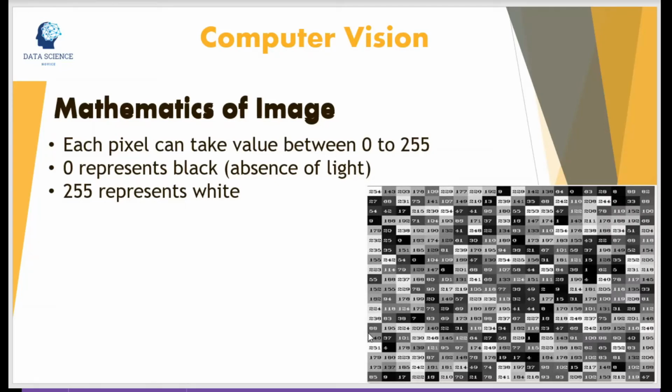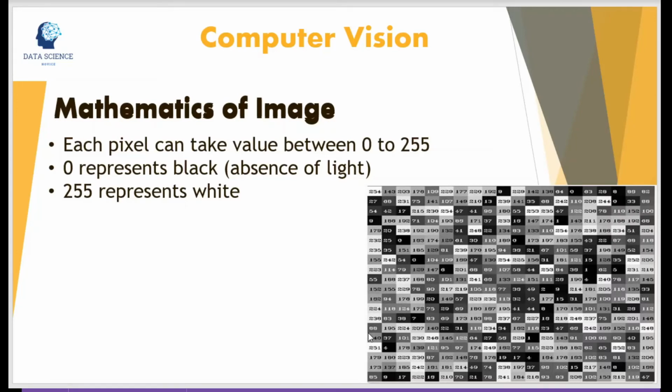Oftentimes, you will see pixel values ranging between 0 to 1. That is because they have been standardized by dividing each pixel value by 255. So if you are into machine learning, you know very well what standardization is, and we do this in all our projects. As of now, we have been talking about only black and white images, where we have only white pixels and black pixels.